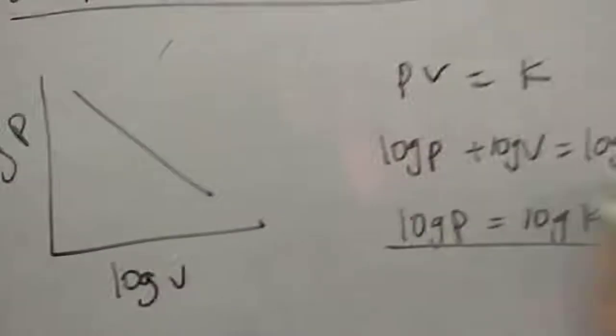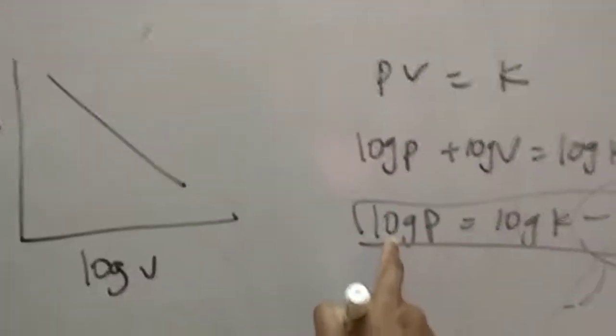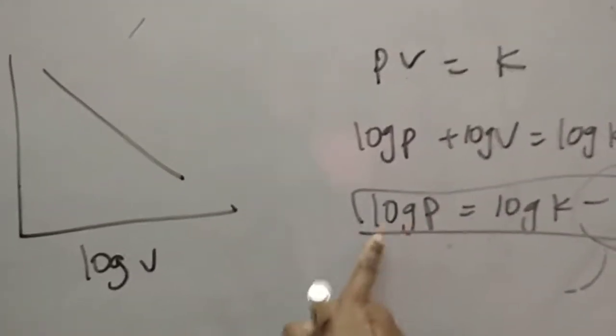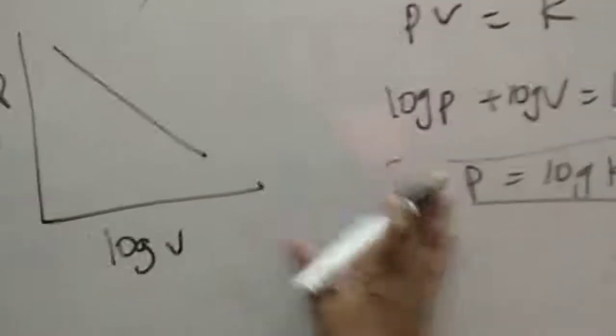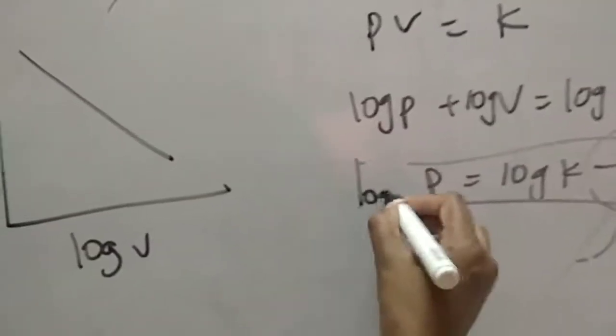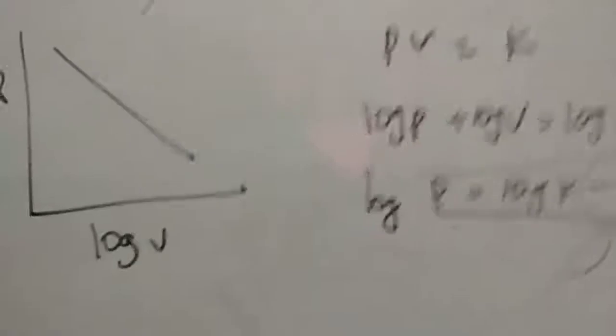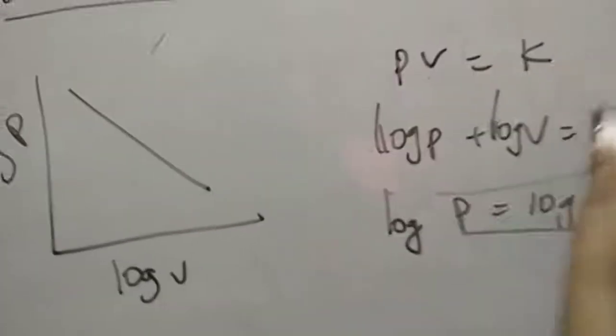How did we get these relations? This is not 10G. Don't think this is 10G. I simply wrote the log. This is also log. Don't think it is 10 grams. It is log.